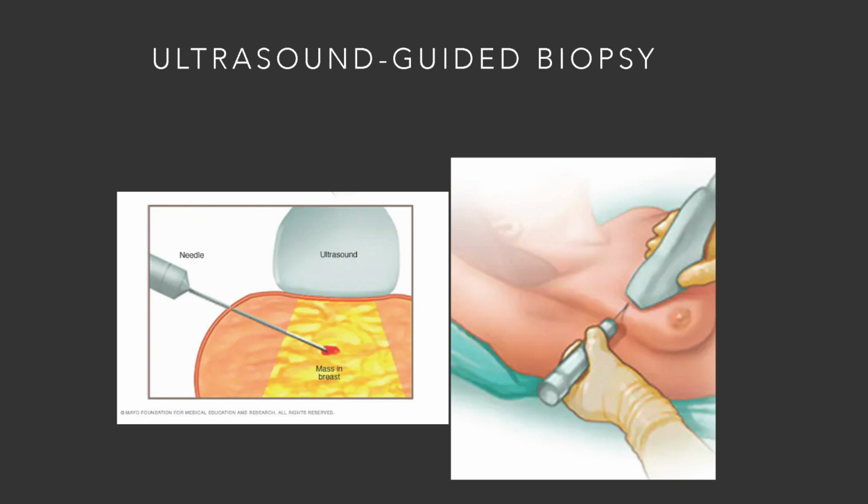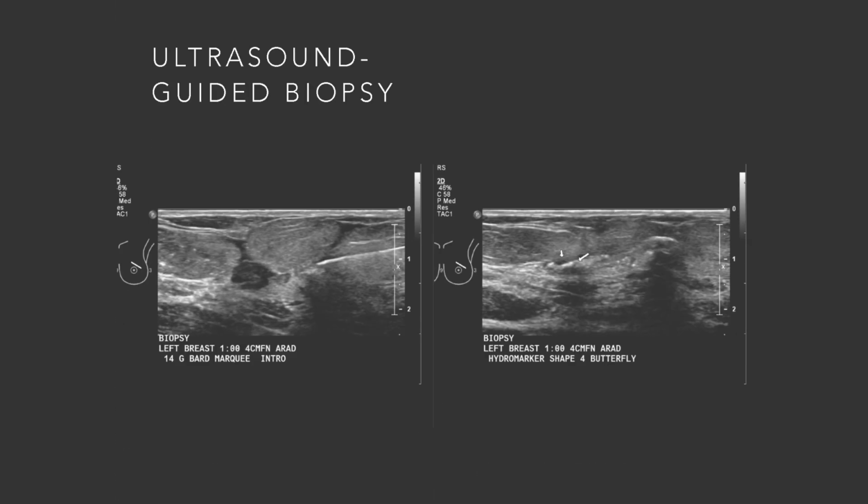Here's an illustration of what the positioning would look like for an ultrasound biopsy. And here's an example of an actual biopsy case. The image on the left shows a mass, which is the dark circle in the center of the image, and then on the right of the image, there's that white line, which is the biopsy needle in a pre-fire position, so just pointed at the mass. And then in the image on the right, there are two arrows pointing to the mass, and then there's a white line inside of the mass, which is the biopsy marker.